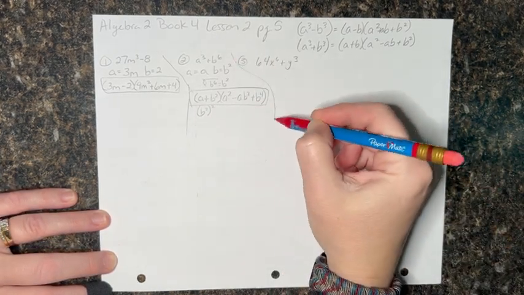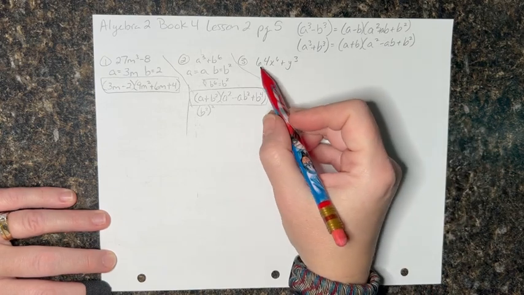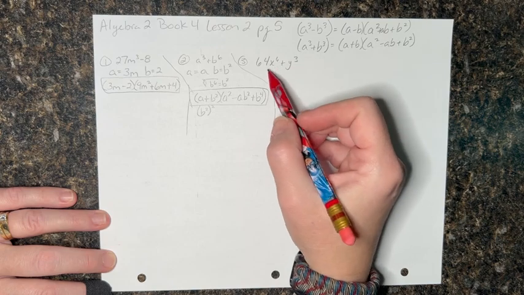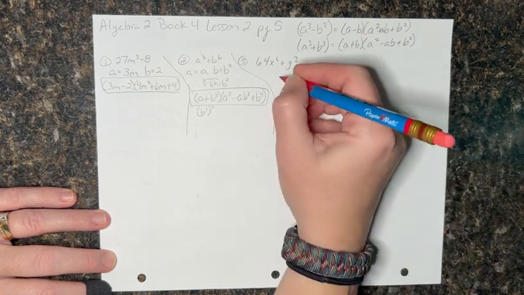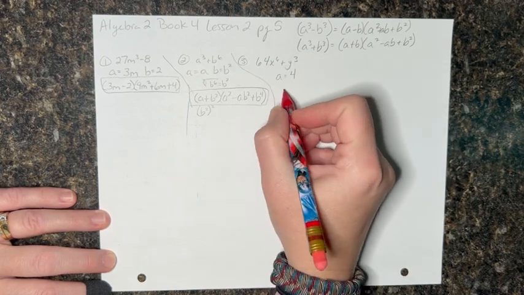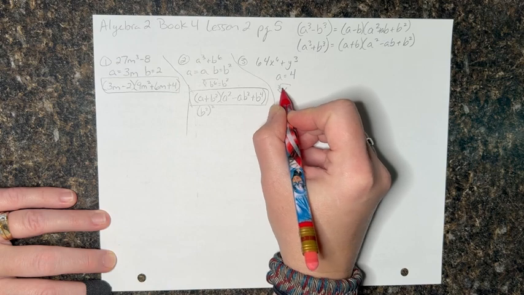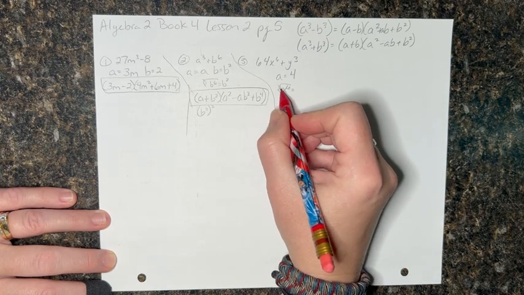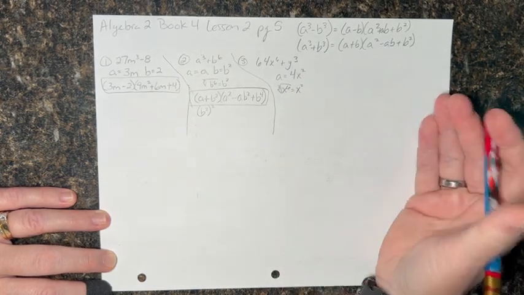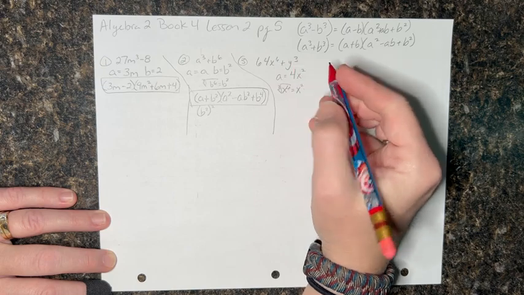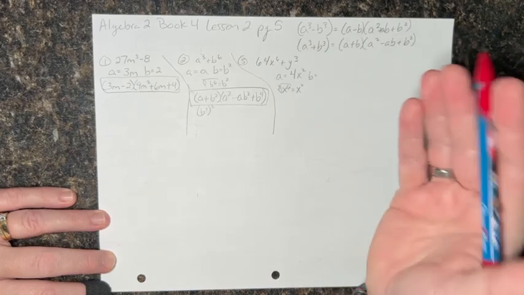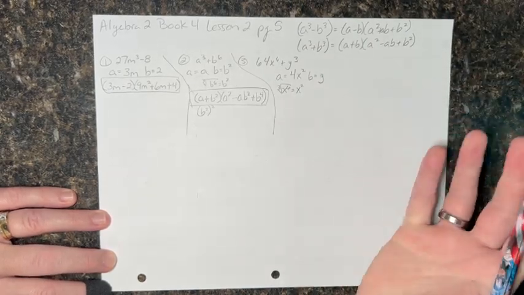All right. Super messy, but let's look at number 3. We have 64 x to the 6th power plus y to the 3rd power. Now, the cube root of 64 is 4. So my a is a 4. If we take the cube root of x to the 6th power, 3 goes into 6 2 times, so it's x squared. So my a is 4x squared. Now, my b is the cube root of y to the 3rd power. The cube root of a power of 3 is just the radicand, so it's just y.